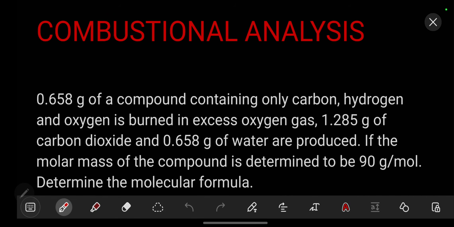So, let us make A-level chemistry a walk in the park. For today, we are looking at combustion analysis. How do you answer questions that involve combustion analysis?